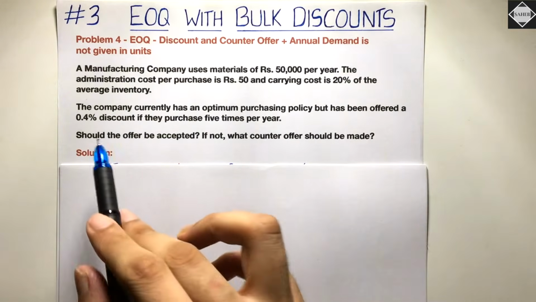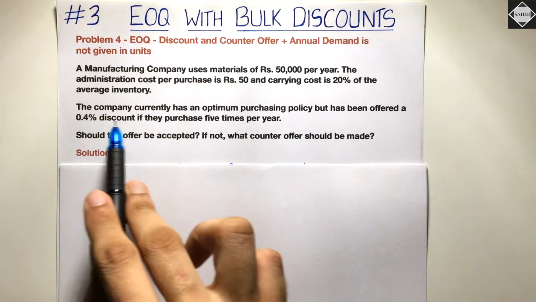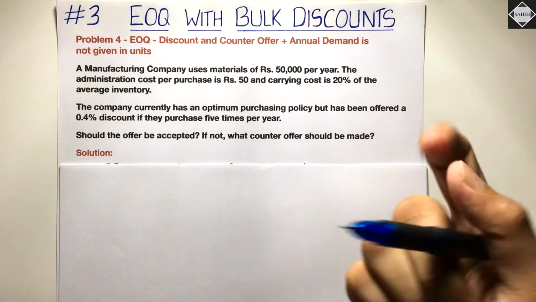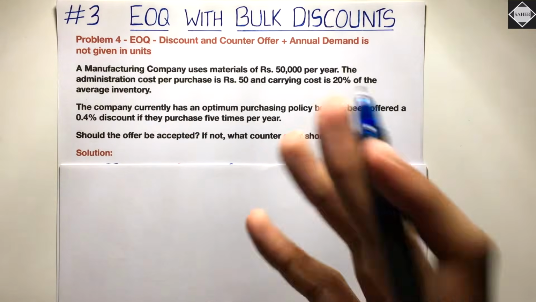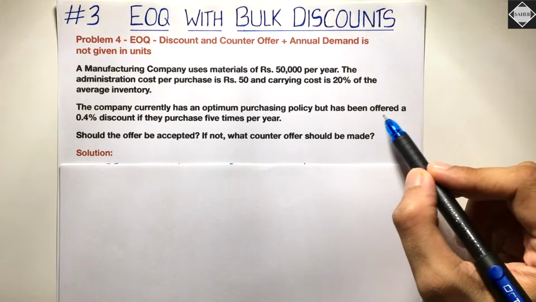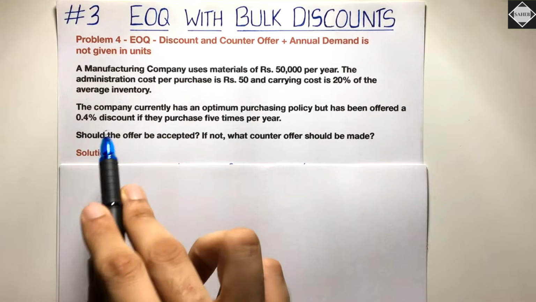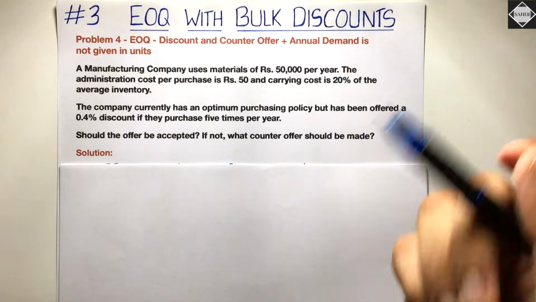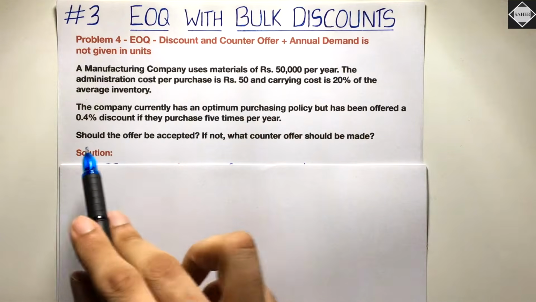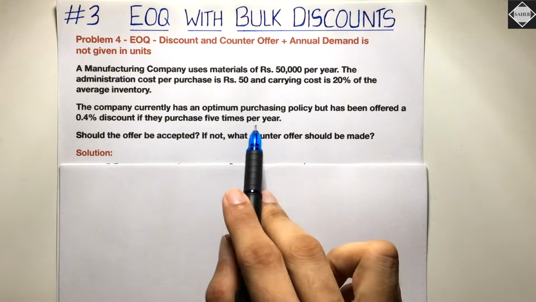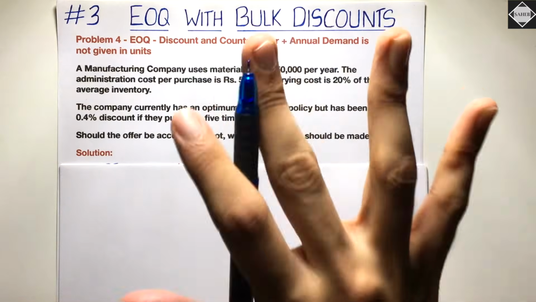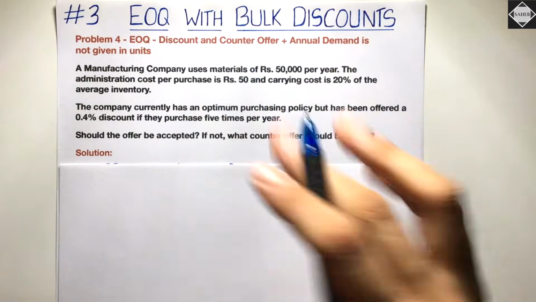It's really simple. Moving on, the question is saying the company currently has an optimum purchasing policy. Optimum purchasing policy means EOQ policy. Currently they are following EOQ, right? So we'll have to do the EOQ calculation, but they have been offered a 0.4% discount. The supplier has offered a discount of 0.4%, which is less than 1%, if they purchase 5 times per year. What's the offer? We have to purchase 5 times per year.